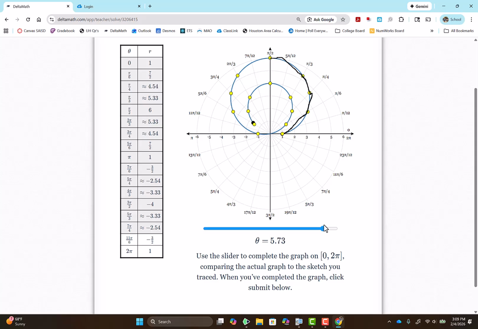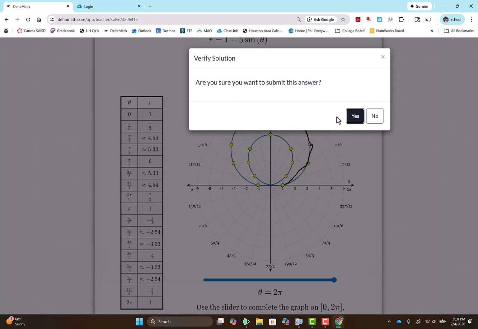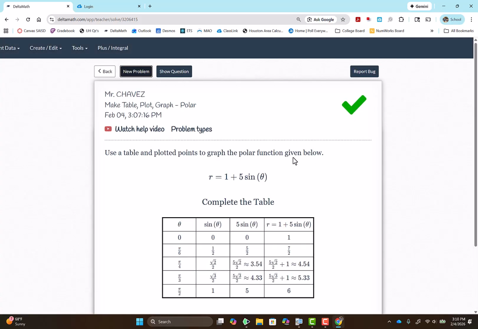You don't have to do any of the sound effects. And then zoom. So there it is. And then you're like, oh, okay, submit. And then are you sure? Yeah, of course. And then there it is. And it gives you that.